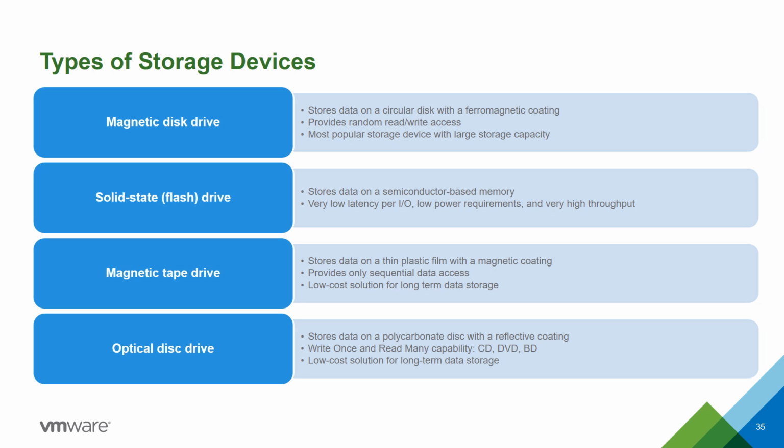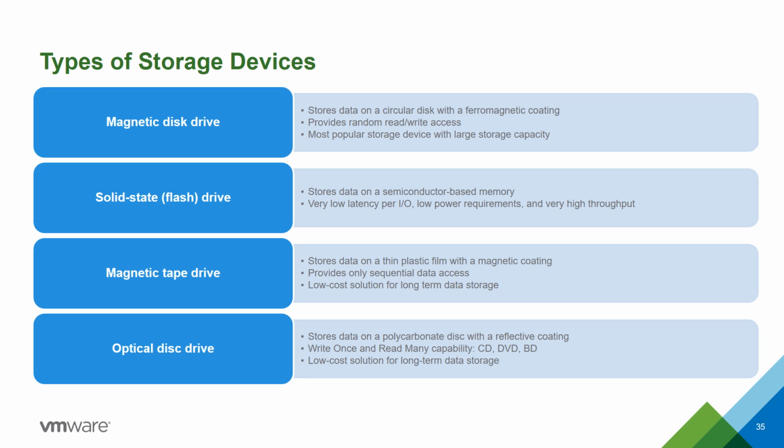Magnetic tape drives are primarily used for backup environments, to store your data, to take a backup of your data onto the tapes. But the problem with these tape drives is they use sequential data access. So fetching data is very slow because you need to do to and fro movements, forward and backward movements, for fetching the data. But it's a very low cost solution for long term data storage.